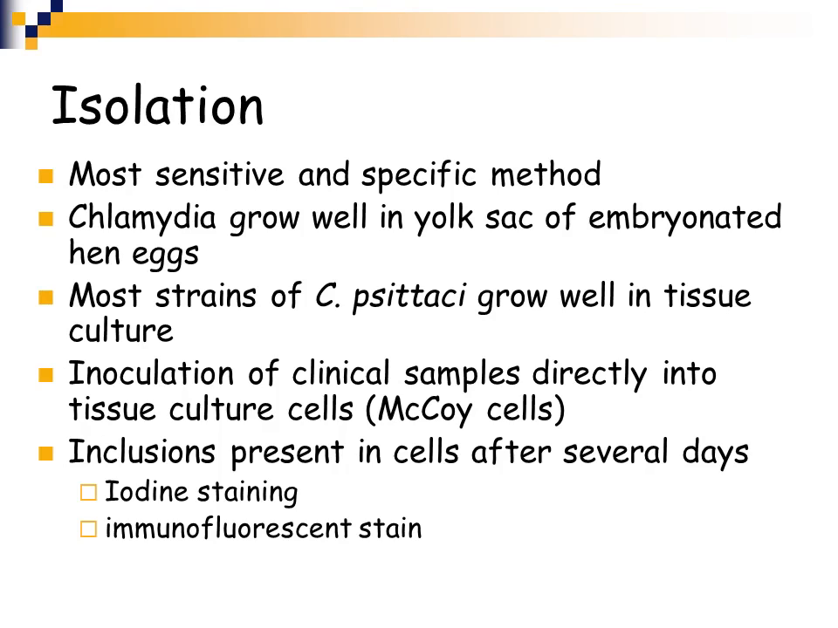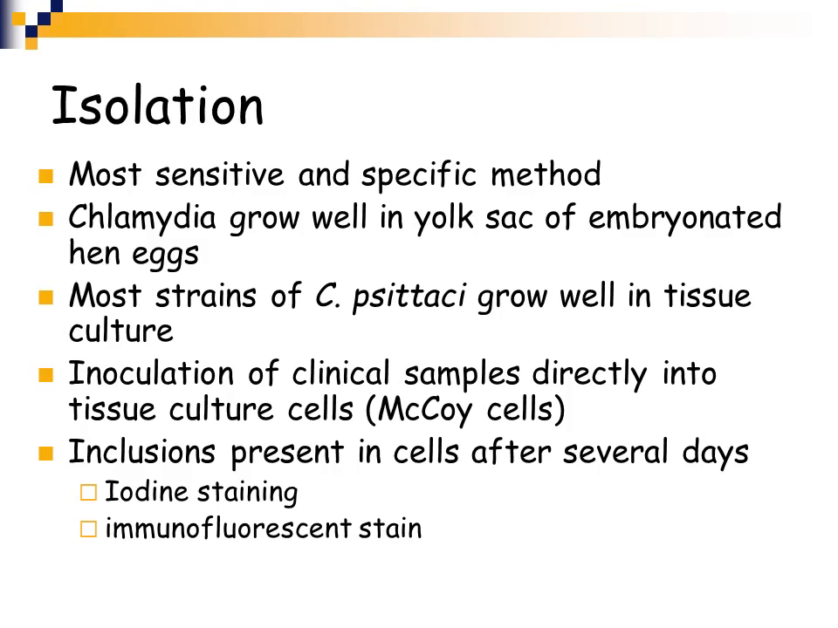Now, to isolate chlamydia, you'd have to use some type of living system. So, chlamydia grows very well within egg sacs of embryonated hen eggs, and most strains of Chlamydophila psittaci grow well in tissue culture. Clinical samples that come into the lab could be directly inoculated into tissue culture, such as McCoy cells, and then wait and see if the McCoy cells get infected, and then you can do an immunofluorescent stain and look for the inclusions in the cytoplasm.